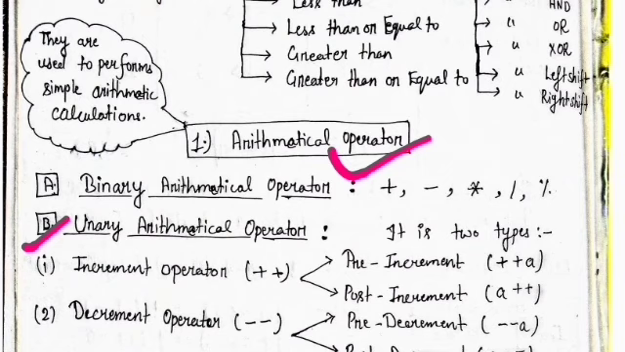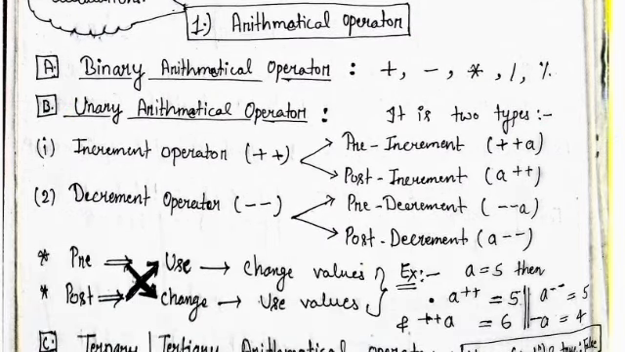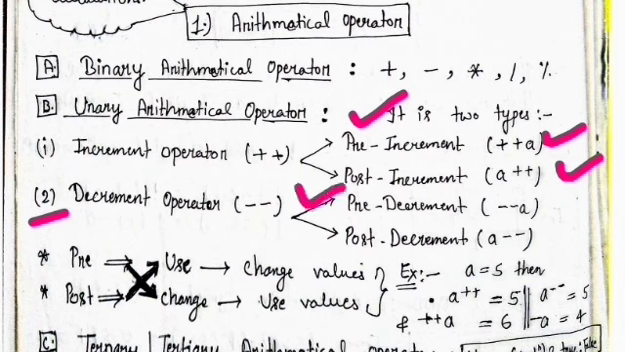And second is your unary arithmetic operator. So it is also two types. First is your increment and second is your decrement. In the case of increment, it is further divided into two types. First is your pre-increment like this and post-increment like this. In the case of the decrement operator, minus, it is further divided into two parts.